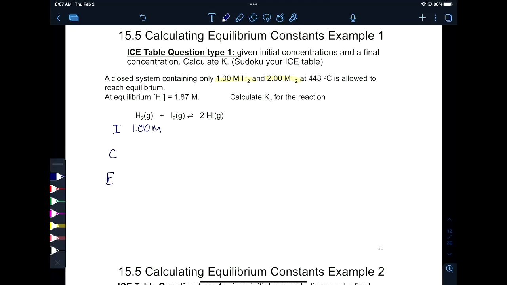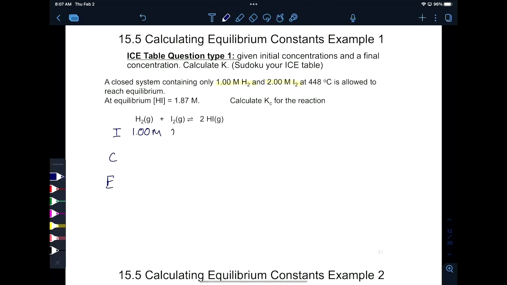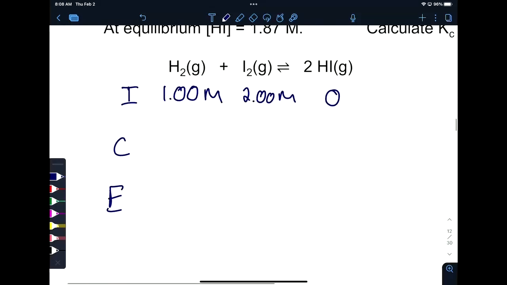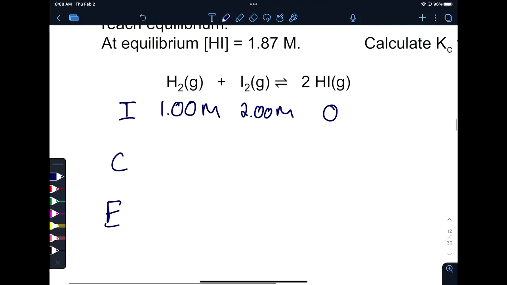All right, so that's 1 molarity. Iodine is 2 molarity. And then how much HI do I have initially? 0, yes. So that is implied, because I'm saying you only have the reactants present. And so at this point, just do the regular ice table stuff. So if we look at this chemical reaction, what direction does this have to go? It has to go forward.